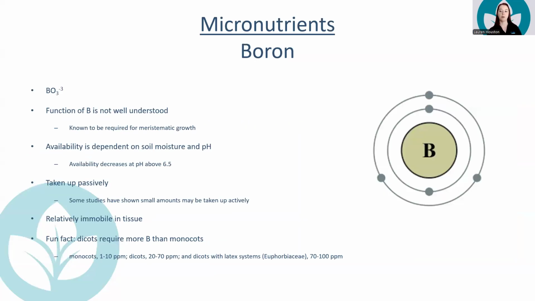Boron is also required by plants. It's needed for meristematic growth. Like calcium, boron moves with water through the soil and plant tissues, so its availability to plants is heavily dependent on moisture levels in the root zone, and it tends to be relatively immobile in plant tissues once it's been deposited. Another fun fact about boron is that dicots and broadleaf plants require significantly higher levels of boron than monocots.